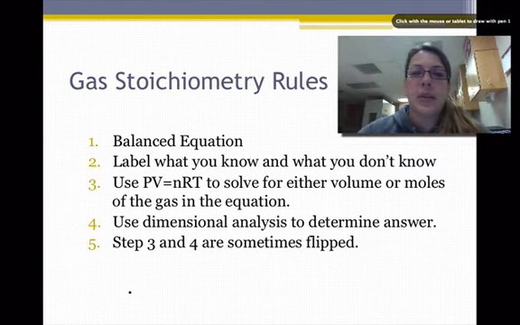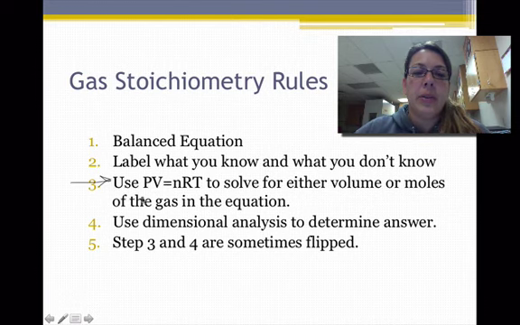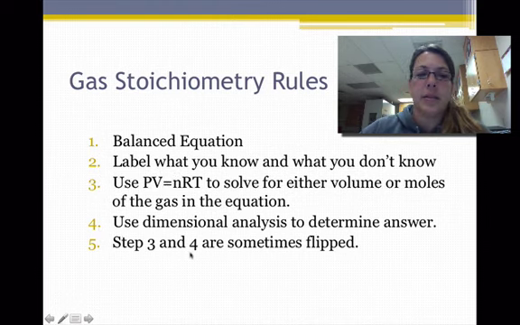So, rules for doing gas stoichiometry, everything is the same. You want to start with a balanced equation. You want to label what you know and you don't know. Here is the new part. We're going to be using the ideal gas law to solve for either volume or moles, and it just depends on the question what you're doing. And then we'll use dimensional analysis to determine our answer. And sometimes we do the dimensional analysis before PV equals nRT, so steps 3 and 4 are sometimes flipped. It just depends on the problem. But this is the new part that we're going to do, is using the ideal gas law.